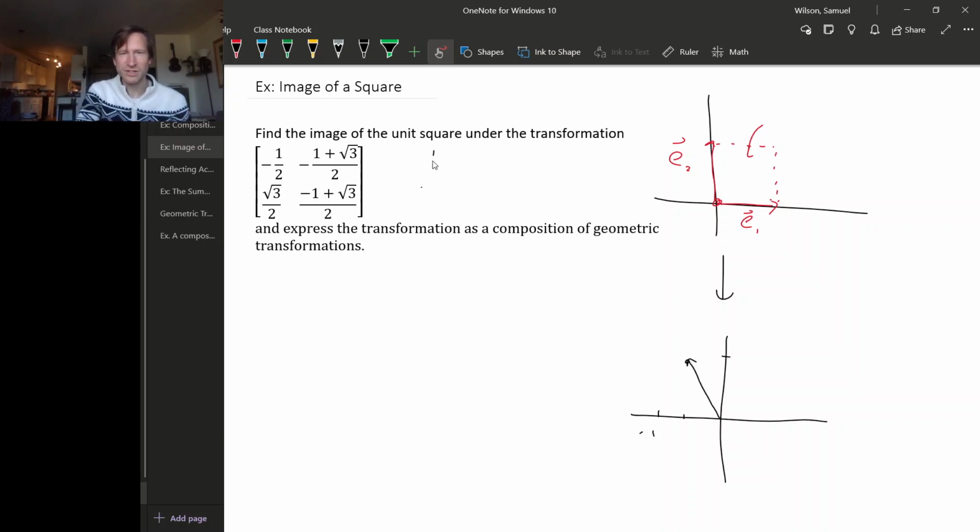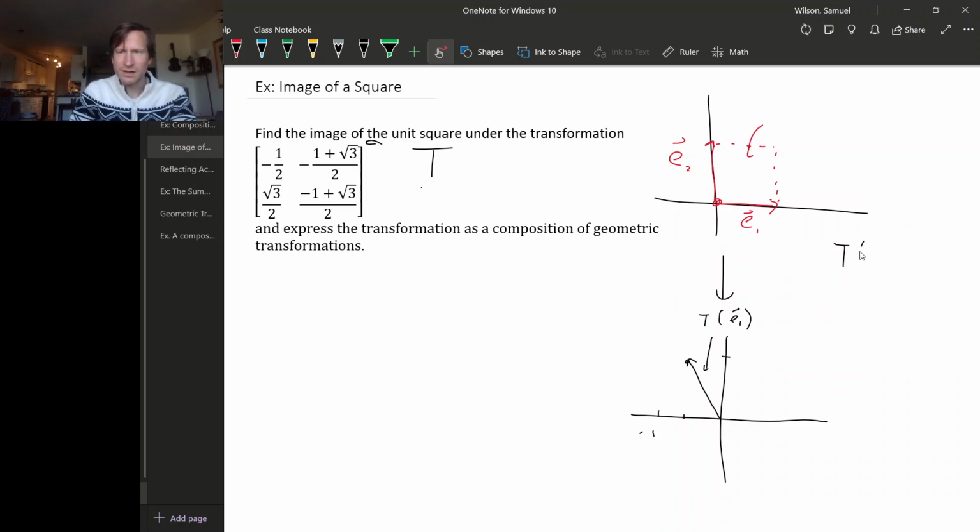So if we called this transformation t, then this vector here is t of E1. Okay, t of E2 is just the second column here. And for this one, I think maybe just to get a rough idea of where it actually is, let's get a decimal approximation. So 1 plus square root of 3, divided by 2, and the negative of that.